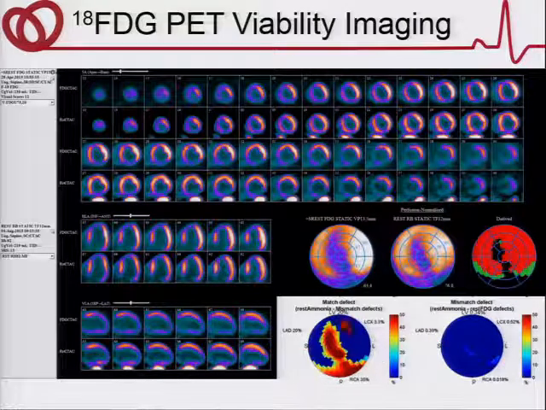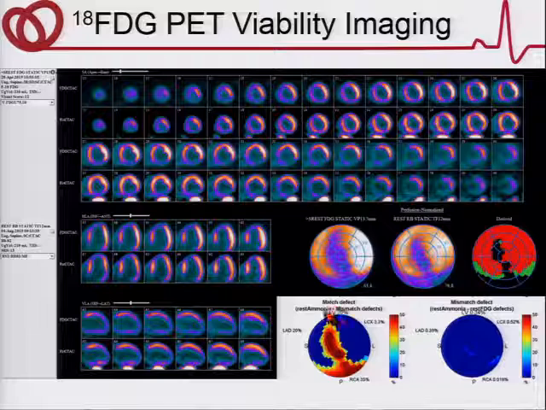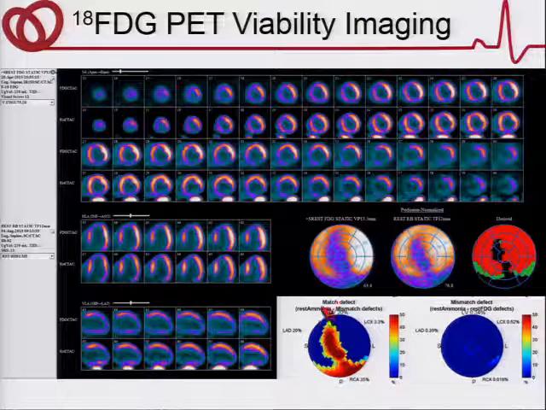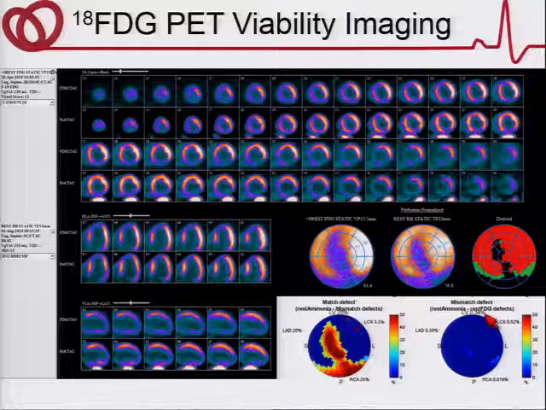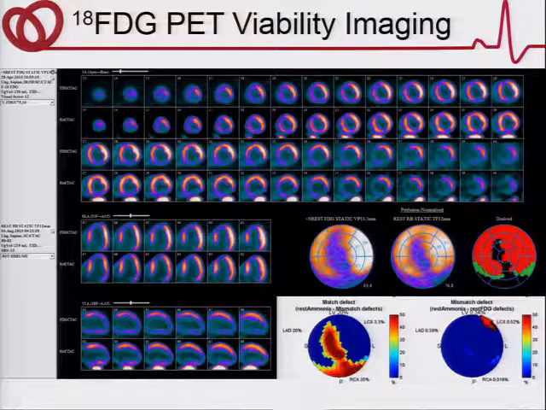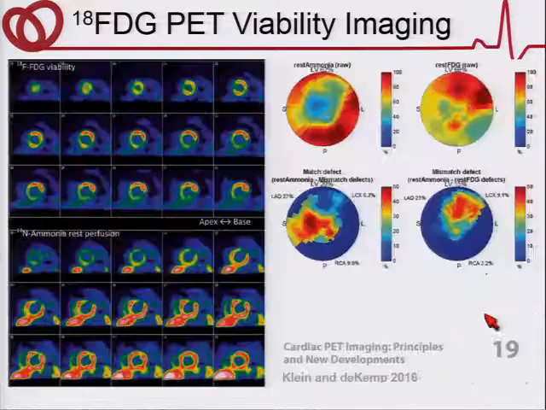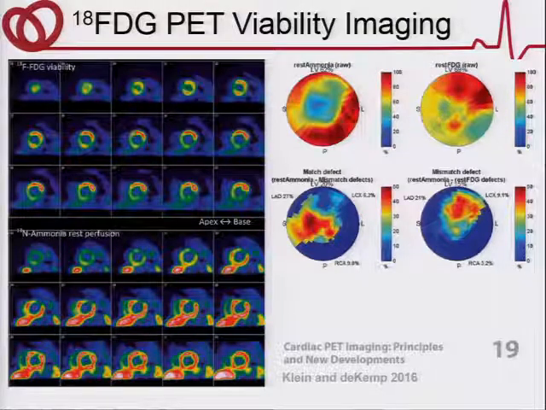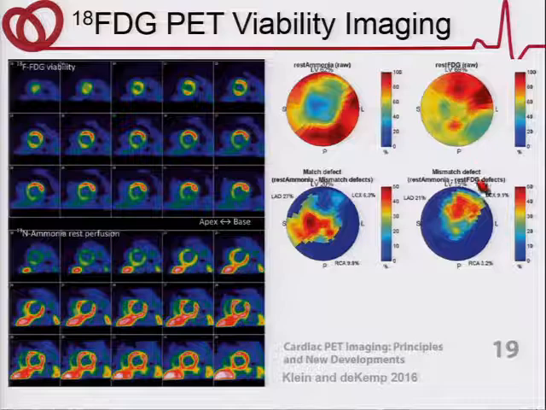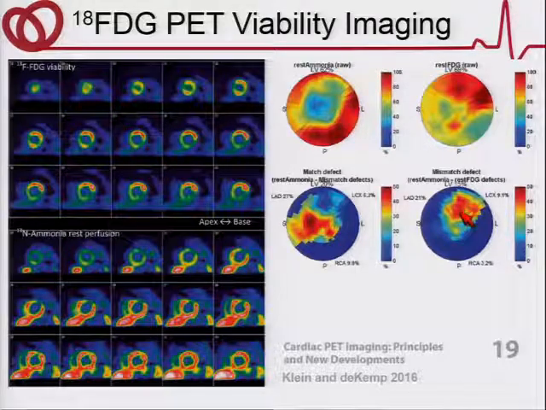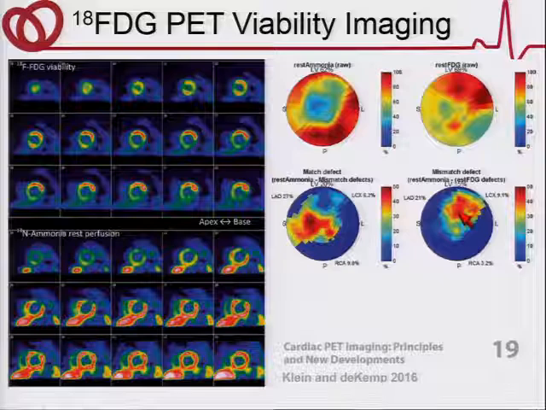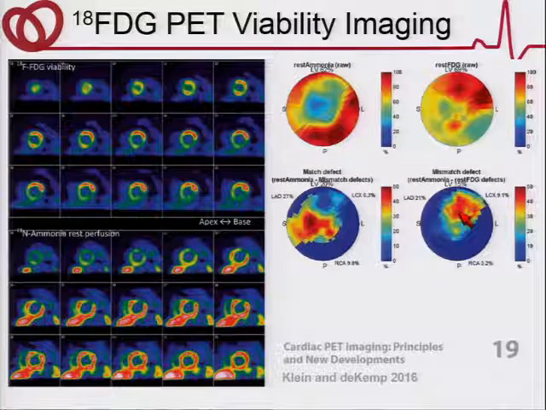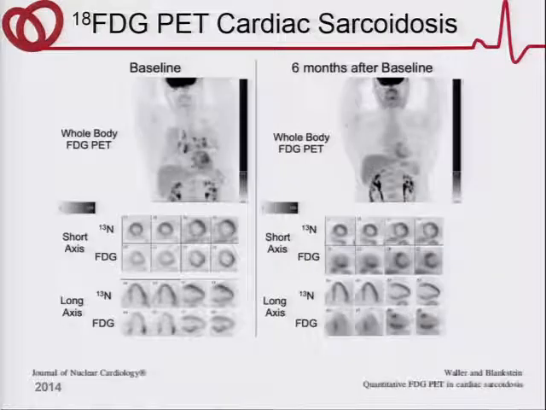Again, there are quantification programs available to help quantify this in terms of percent left ventricle with either scar or hibernating myocardium, which can help to direct therapy and improve prognosis. Here's another example of mismatch, where perfusion fills in on FDG, in this case a larger area of mismatch indicating hibernating myocardium that could be expected to recover function with revascularization.